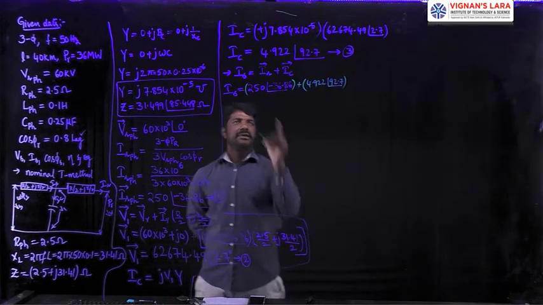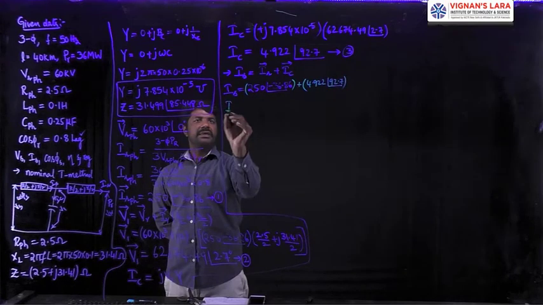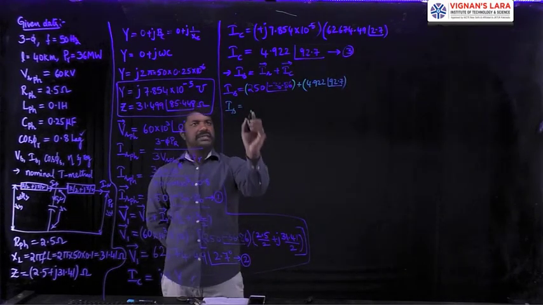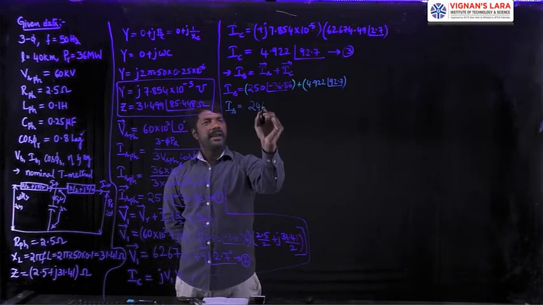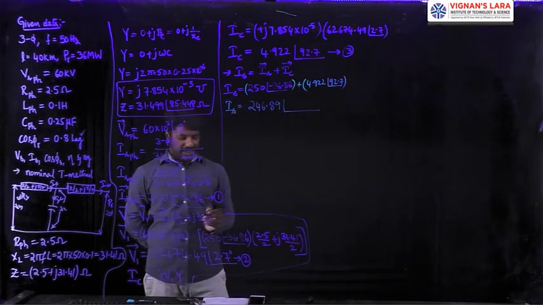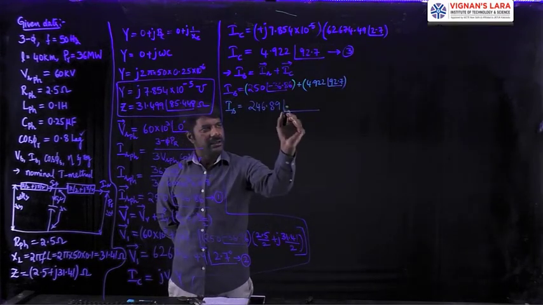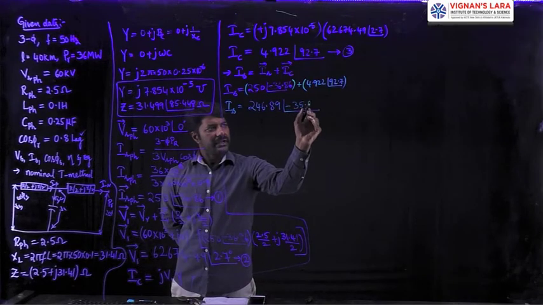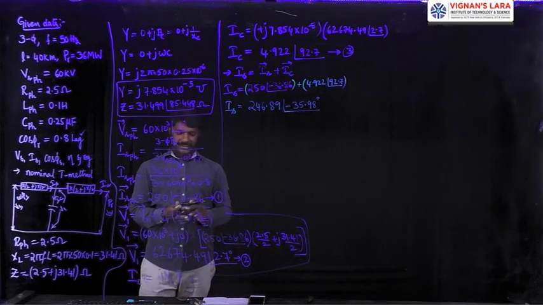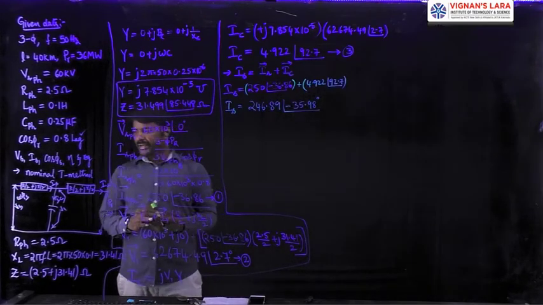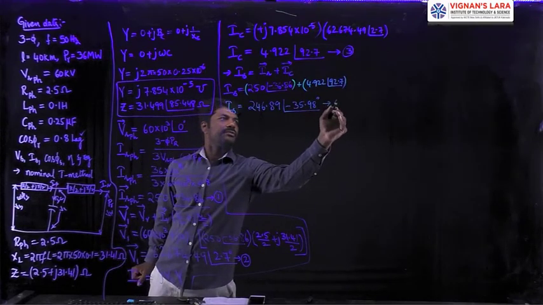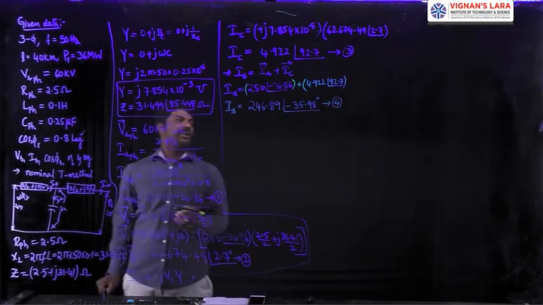Phasor sum of these two gives me the current called IS, whose value is equal to 246.89 amperes, which is still a lagging current because in the calculation I got the negative sign, with an angle of 35.98 degrees. So up to now we are in the calculation of IS. Let it be equation 4, which will be helpful for me further.